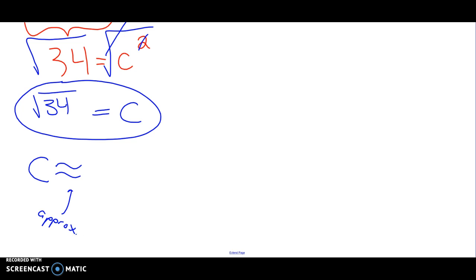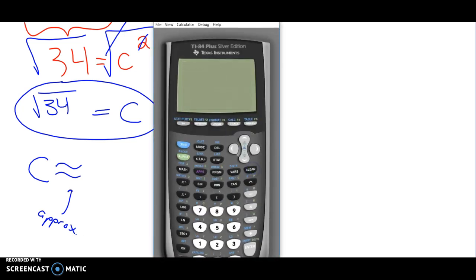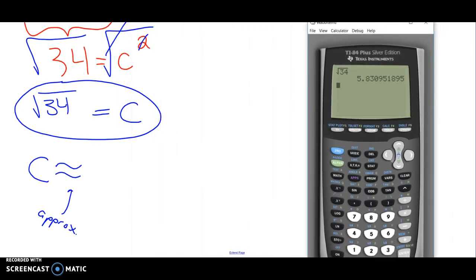So now, put it in your calculator. The square root of 34 is what? 5.83. Now, for the sake of notes, I want to always round to the hundredths place. How many decimals is the hundredths? 2. So remember, anytime I have a decimal, oh gosh, that just kept going.